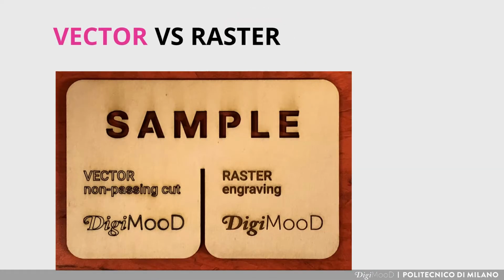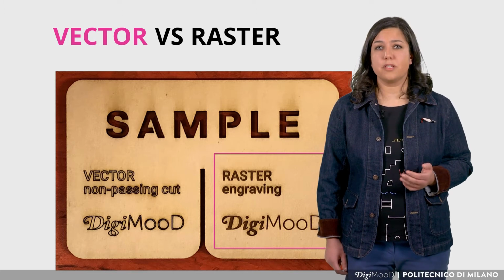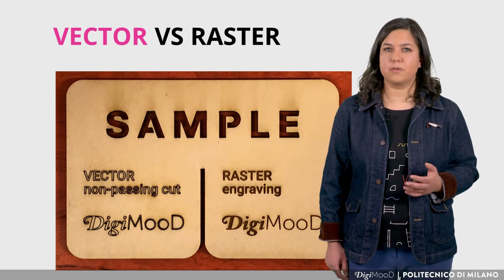Here you can see a piece obtained with the subtractive technology. You can use laser cutting to make through cuts, as you can see at the top of the sample, or to make non-passing cuts, as shown at the bottom left, or even to make engraving as visible in the results at the bottom right. The results are different because the operating systems are different.